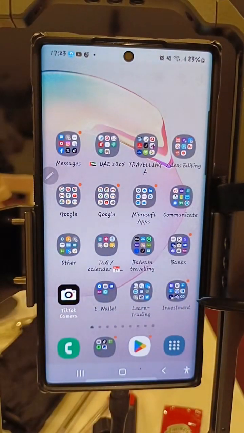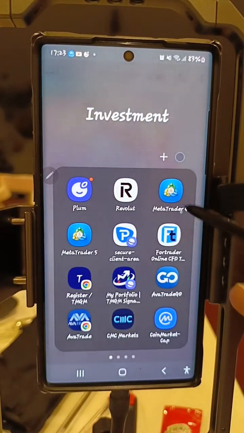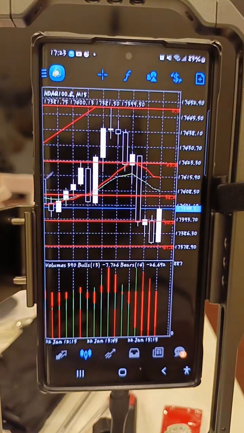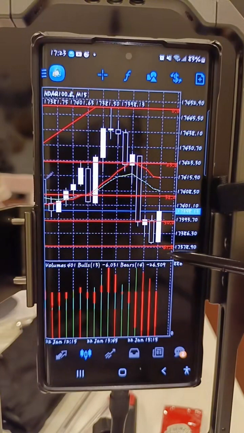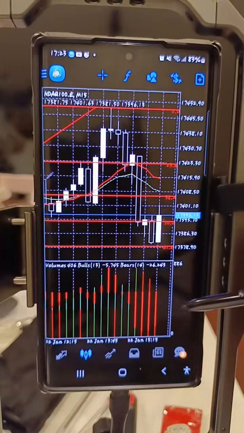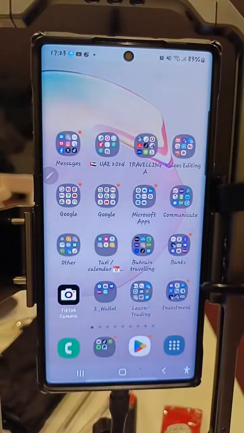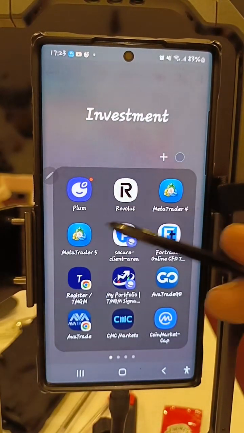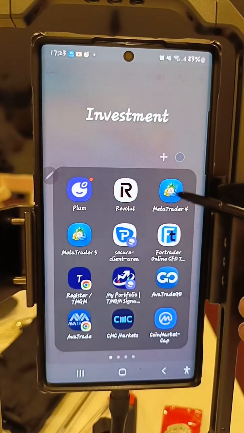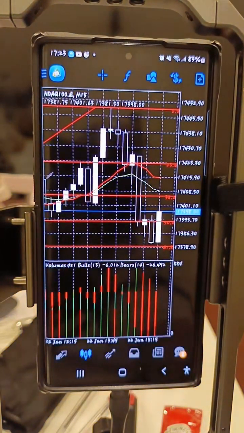This is my app, right? And I go to MT4. This is not a simulation. MT4 on a mobile phone. This is not simulation. MT4, so I'll close it again and show you. This is my app. This is my phone. And I've got MT4, MT5. But if I click onto MT4 here, okay?